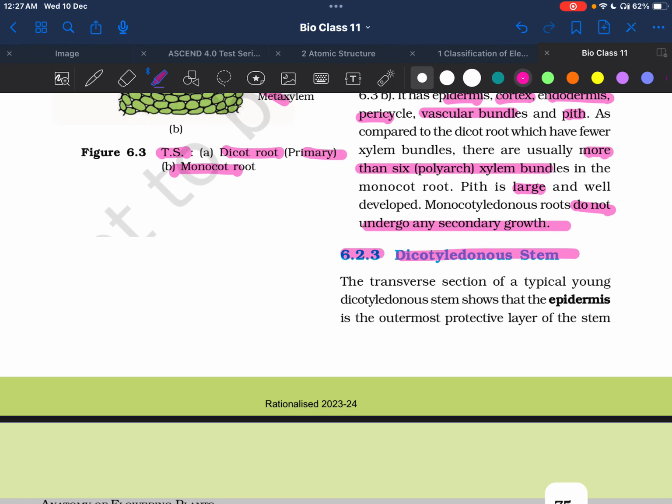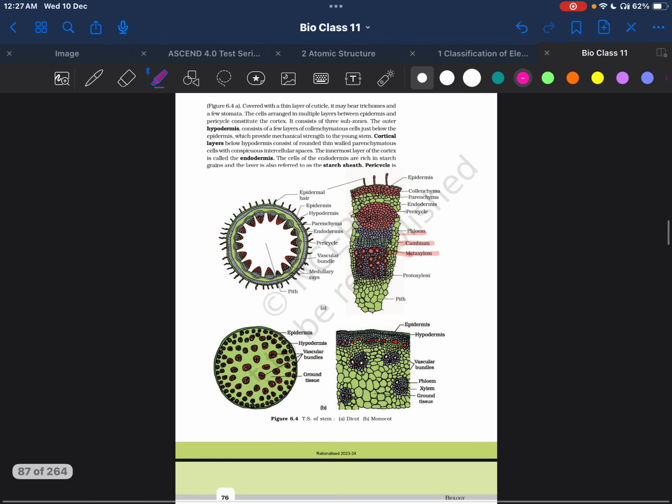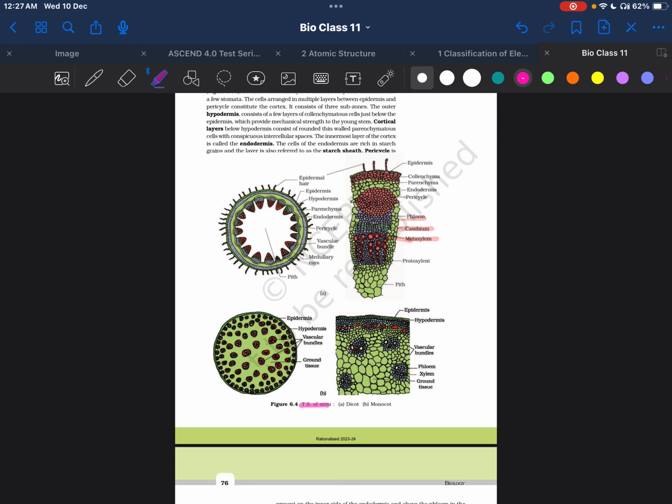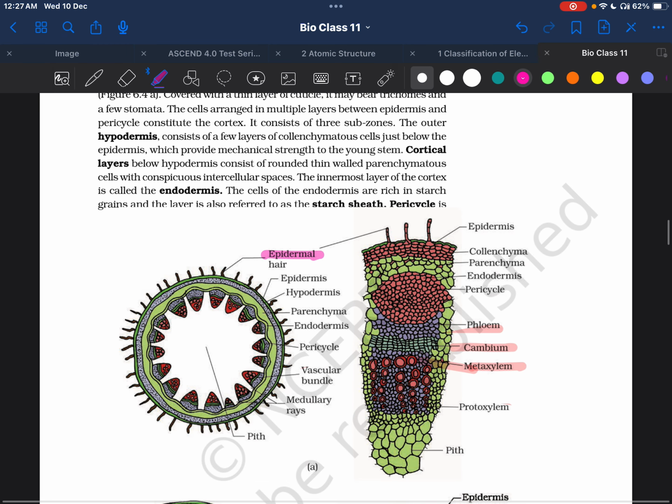6.2.3 Dicotyledonous stem. The transverse section of a typical young dicotyledonous stem shows that the epidermis is the outermost protective layer of the stem. Figure 6.4a, transverse section of stem, dicot. Epidermal hair, epidermis, hypodermis, parenchyma, endodermis, pericycle, vascular bundle, medullary rays, and pith.